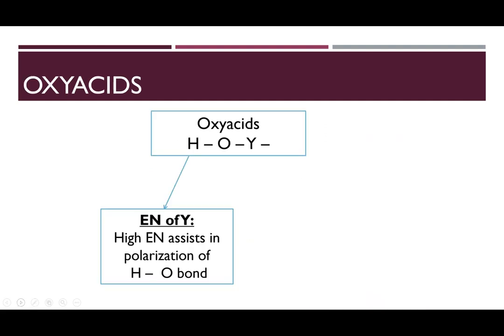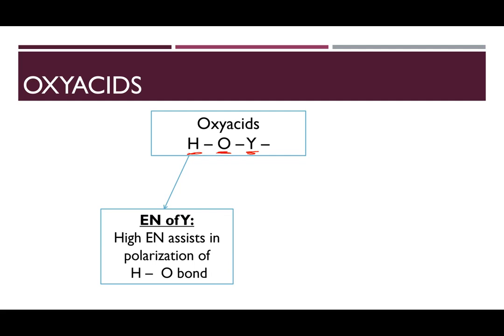So now what we're going to talk about are oxyacids. So oxyacids, remember, have a hydrogen, an oxygen, and then some other atom Y as that central atom. So there's other things that are attached out here. So Y is the central atom. So two things we need to consider here is the electronegativity of Y. So how does the electronegativity of Y affect the strength of this acid?